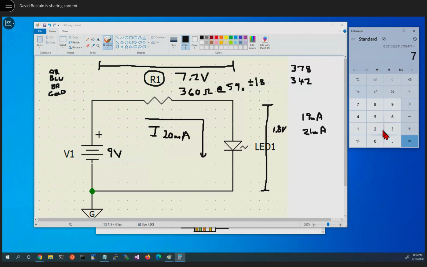So times 7.2 equals 151. Well, 151 is certainly bigger than an eighth of a watt, which would be 125, but it's sufficiently less than 250 milliwatts. So it's safe for us to buy this thing as a quarter watt resistor.